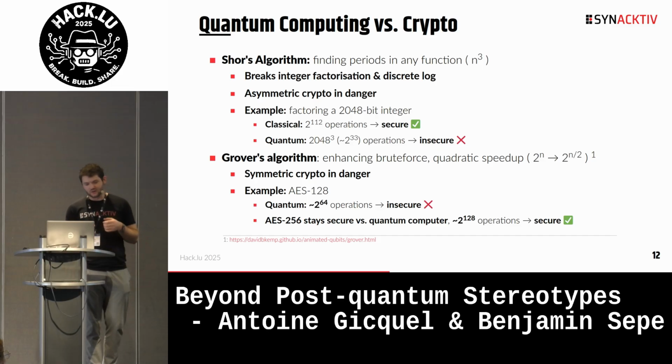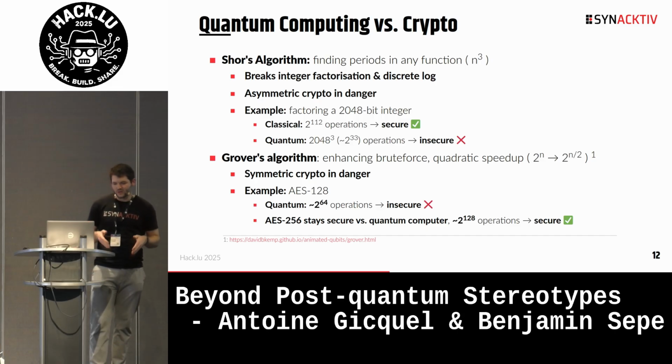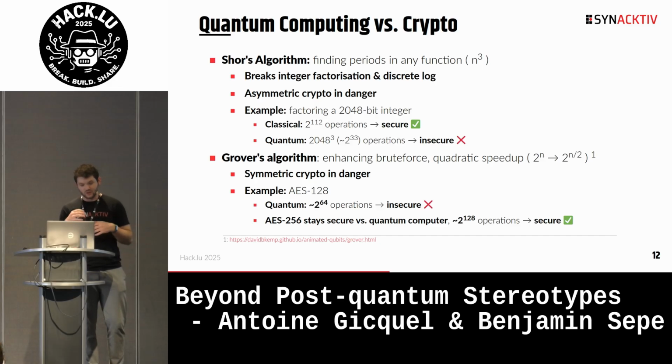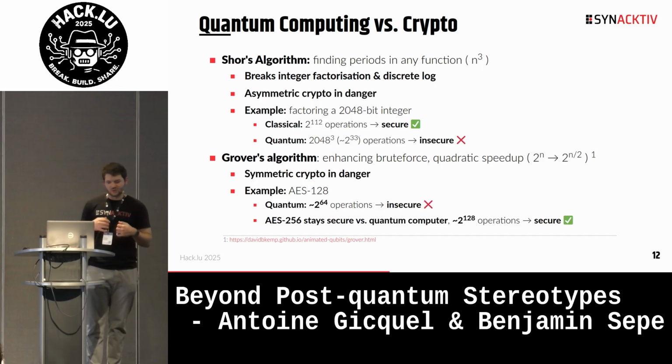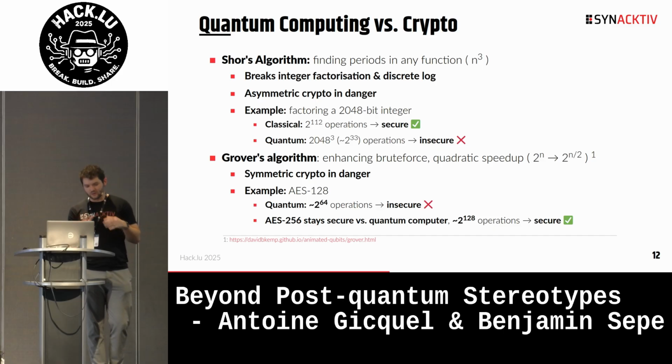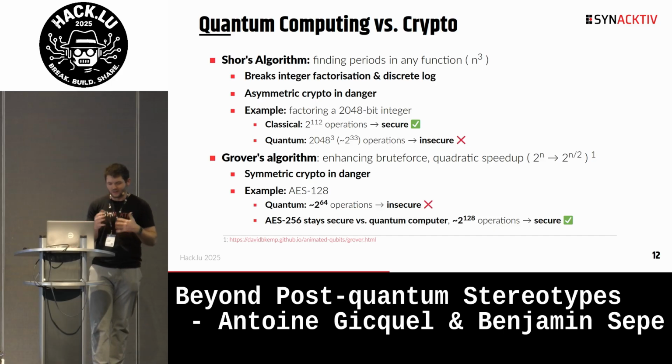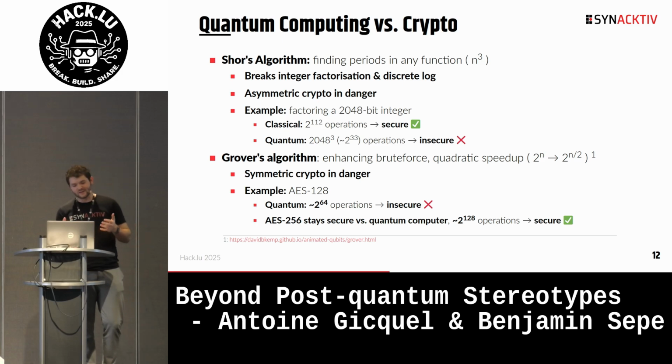For example, factoring a 2048-bit integer, in the current days with a classical computer, takes in the order of 2 to the 112th operations, so it's considered secure. But with a quantum computer, ignoring the constants and the fact that you have to have stable qubits, and it's way more complicated than that, the gist of it is that it's polynomial complexity, so in the order of 2 to the 30 operations, 33. So it's considered insecure.